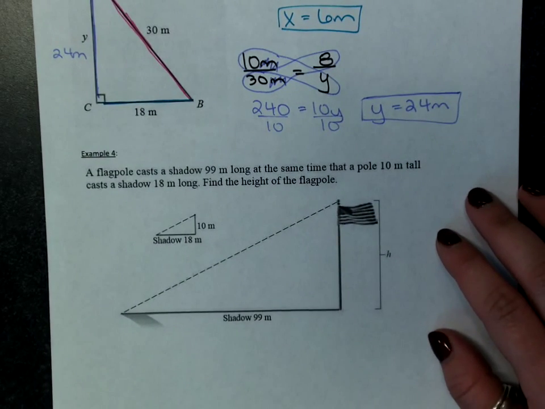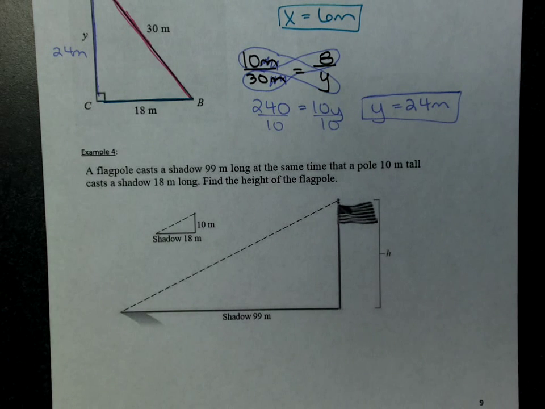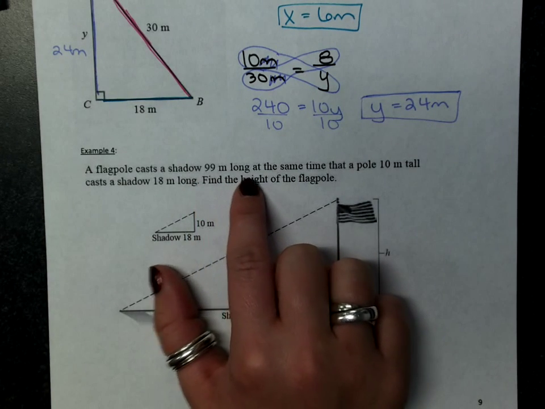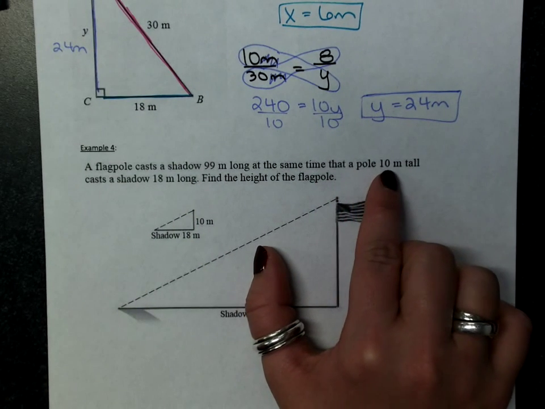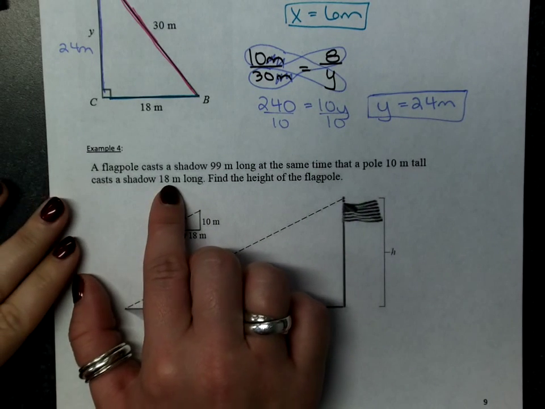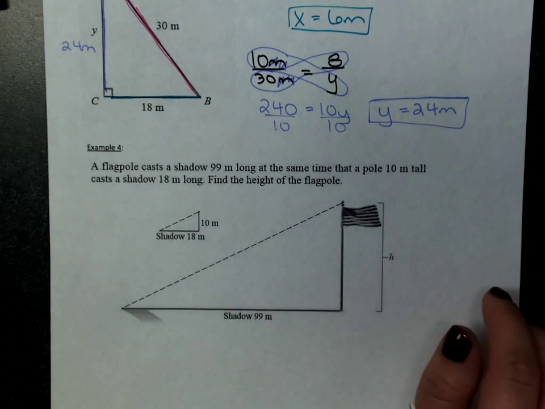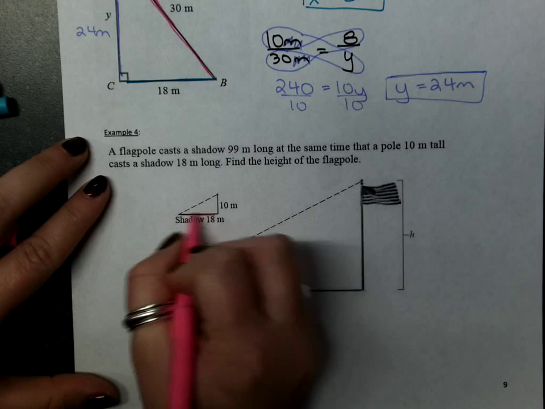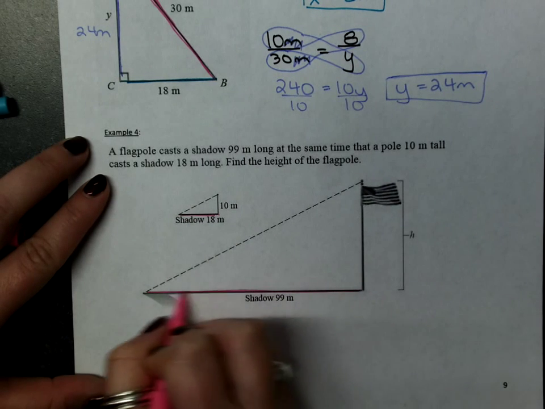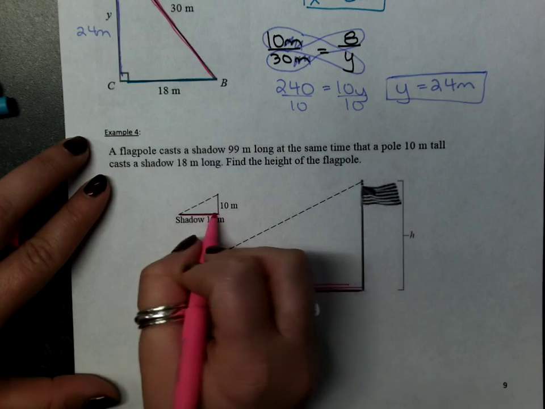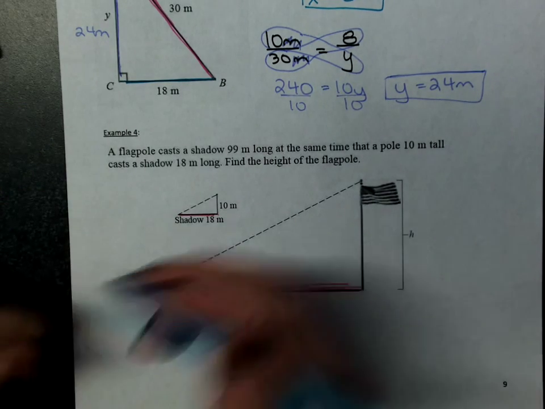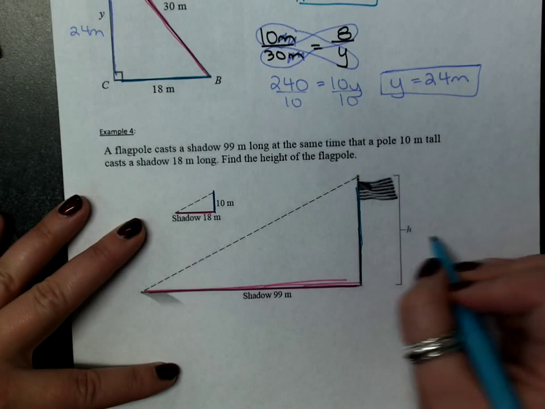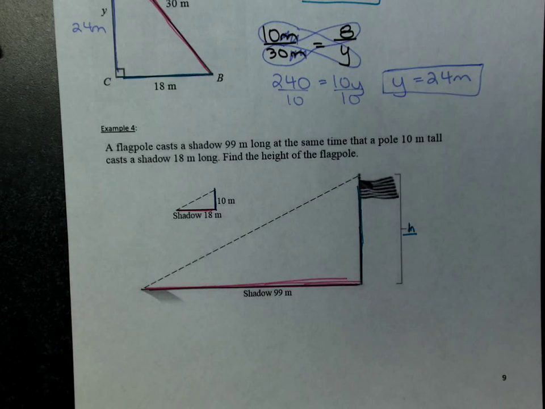Alright, and then here's a word problem, but again, it's not so scary because it's just a proportion. It says a flagpole casts a shadow 99 meters long at the same time that a pole 10 meters tall casts a shadow 18 meters long. Find the height of the flagpole. This is a very common proportion problem. So the shadows are going to be similar at the same time of day. Shadow lengths are going to be similar, which makes the height of the pole similar to the height of the flag, and they've called the height h, so we're going to use that same letter.